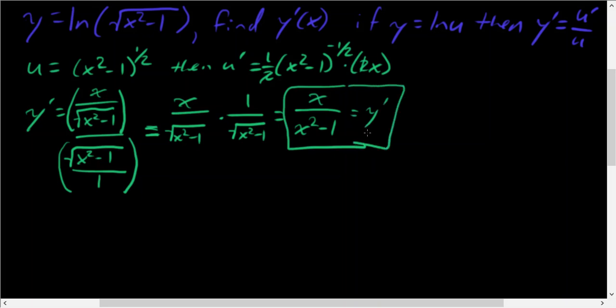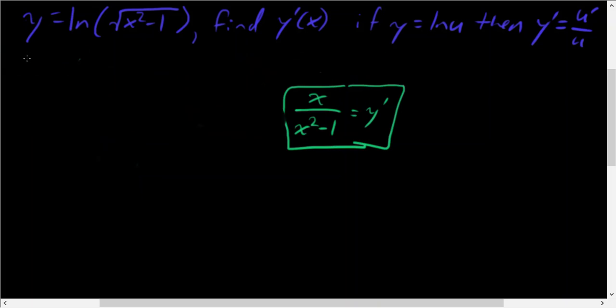It seemed like a fair amount of work. Did you guys notice any easier way to do this? You guys may have seen an easier way to do this if we use our log rule. Notice this is log of root x squared minus 1. We could rewrite this as y being equal to natural log of x squared minus 1 to the 1/2 power.